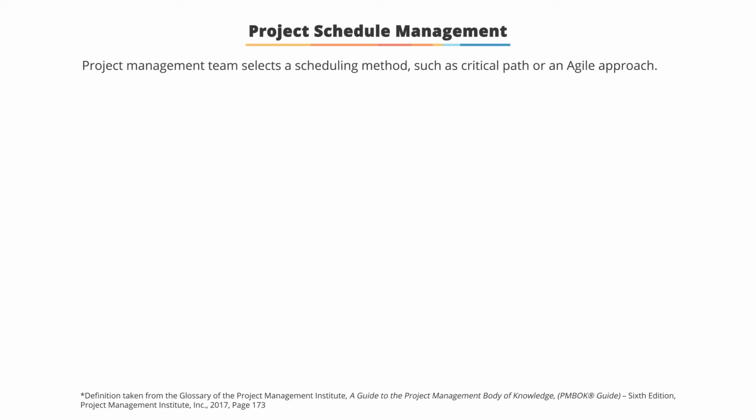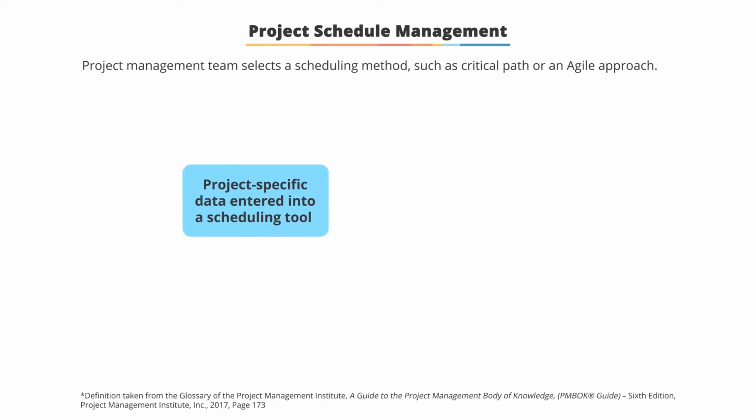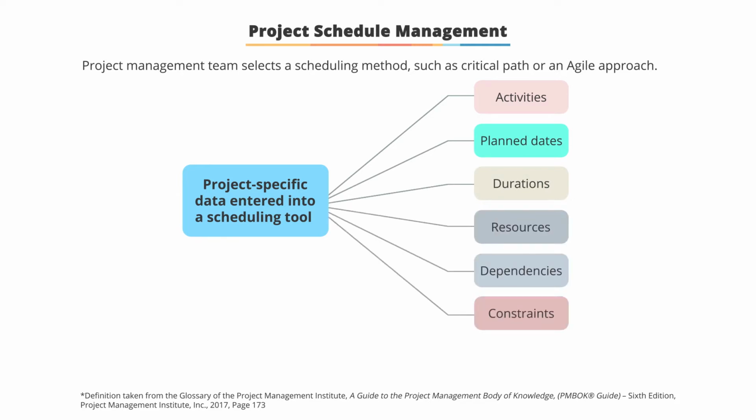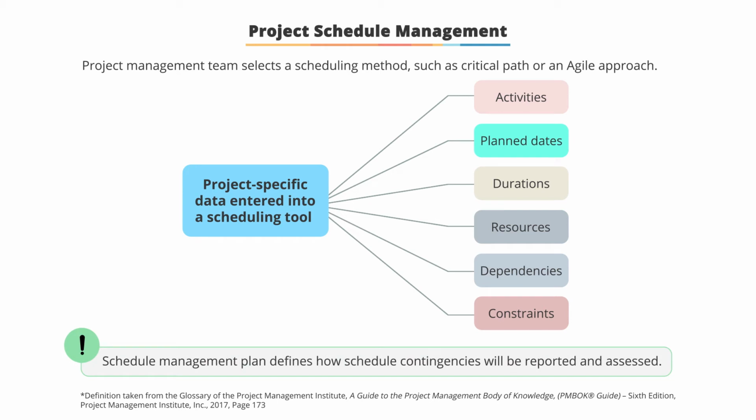The project management team selects a scheduling method, such as critical path or an agile approach. Then the project-specific data, such as the activities, planned dates, durations, resources, dependencies, and constraints, are entered into a scheduling tool to create a schedule model for the project. The result is a project schedule.